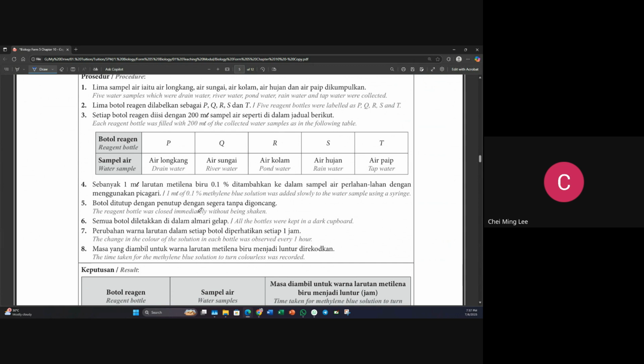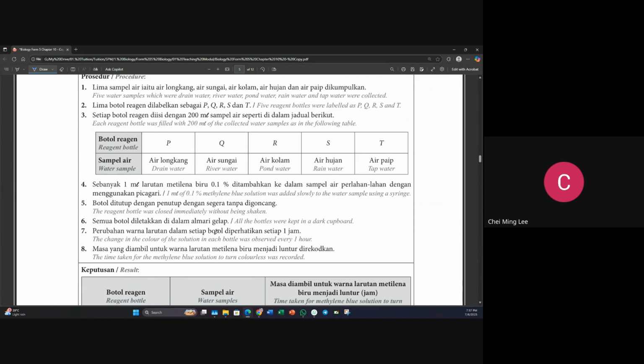Why, after we pump in, do we need to close it? To ensure no outside oxygen dissolves into the water. If you keep it open, outside oxygen will go in and dissolve in the water, so the BOD level will keep on changing. We also cannot shake it, because when we shake it, more oxygen trapped in the air will go in. And all the bottles are kept in a dark cupboard. Why? To prevent light for the photosynthesis of algae, because after photosynthesis they will generate oxygen, so we try to prevent that.